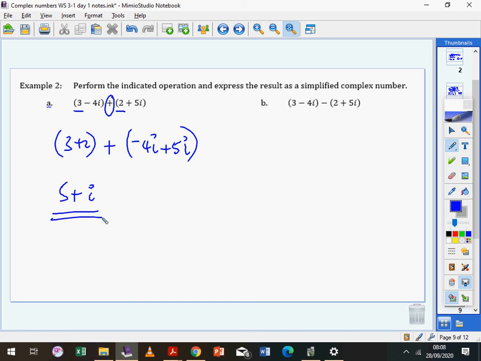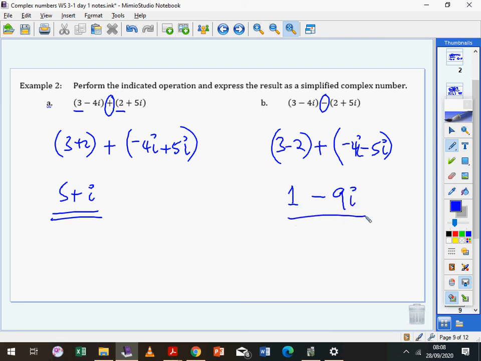Here, the operation is subtraction. I'm going to subtract 3 minus 2, and then I'm going to add negative 4i minus 5i, right? 3 minus 2 is 1. Negative 4i minus 5i is negative 9i. I know you might be wondering, why did you put addition here, because it's subtraction? The idea is I am trying to work this out.